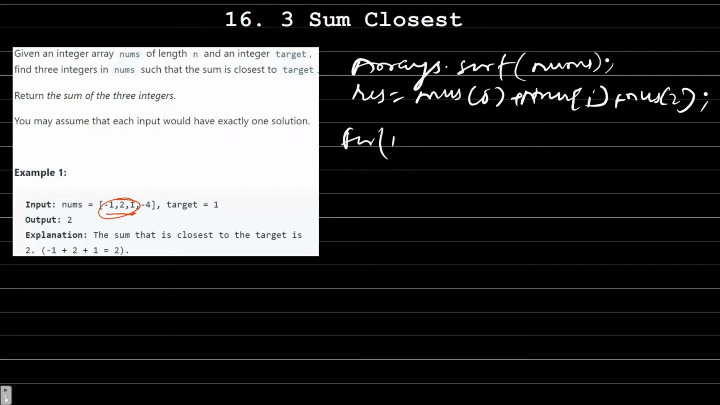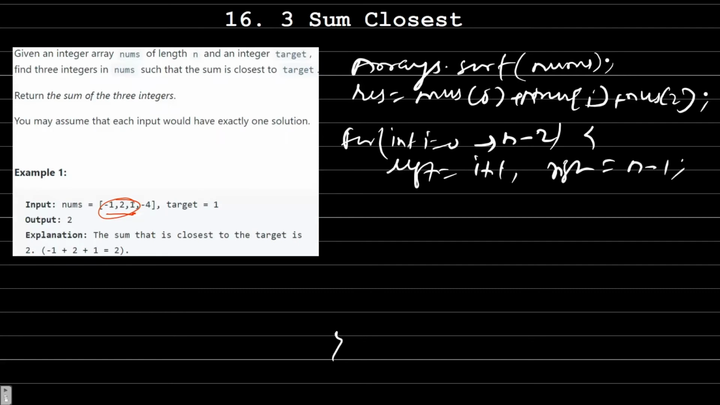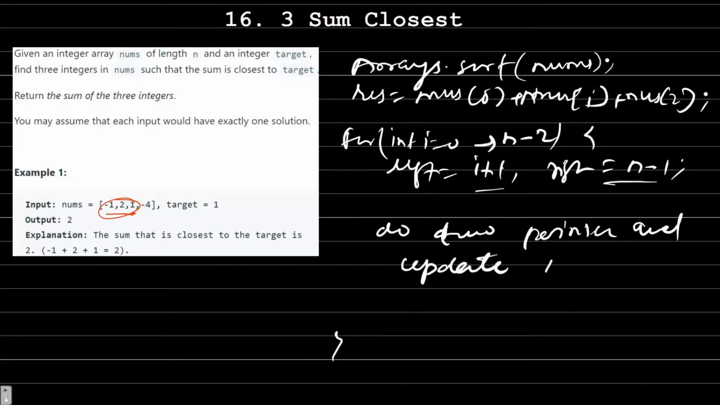We will be running a for loop for i equal to 0 to n minus 2, and we'll set left equal to i plus 1 and right equal to n minus 1. This is the search space in which we will be doing two pointers. So now we have to do two pointers inside this and update the result accordingly.